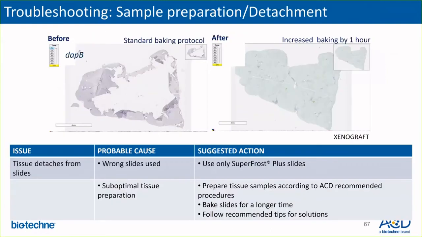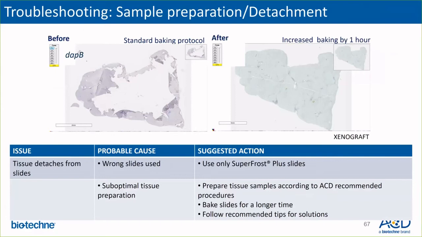We recommend SuperFloss Plus slides to ensure optimal sample adherence. If you observe tissue detachment, the likely causes are listed here. We have found that adding an additional baking step can mitigate this issue. I will review the additional baking steps incorporated for FFPE and fixed frozen samples.